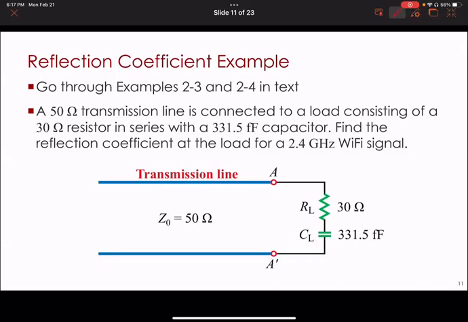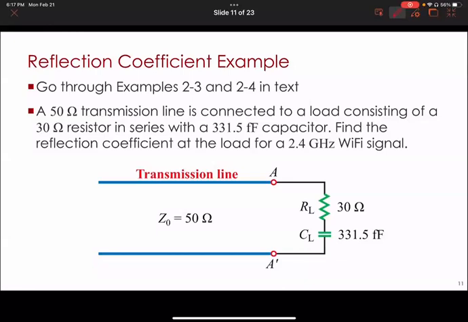I could have not said that, okay? That would be totally fair game on a midterm or final. Just saying a 50 ohm transmission line, that's how people talk about this stuff. They don't say a transmission line with a characteristic impedance of Z naught equals 50 ohms. People are just going to say 50 ohm transmission line, and you need to know that that means Z naught equals 50 ohms.